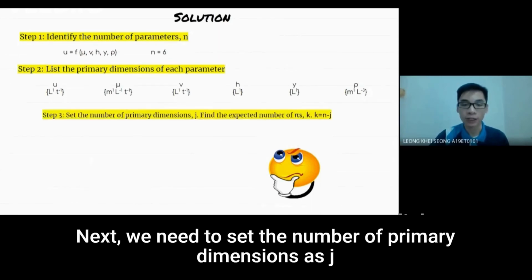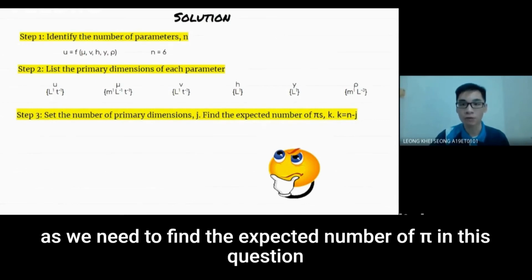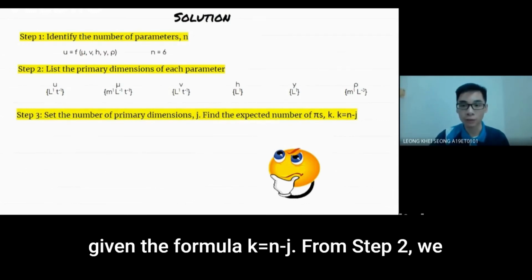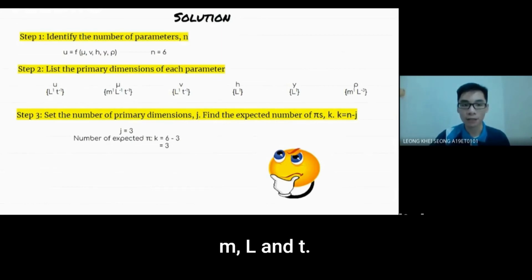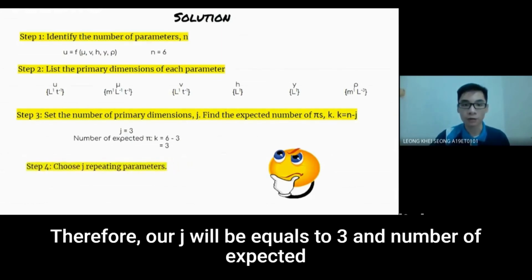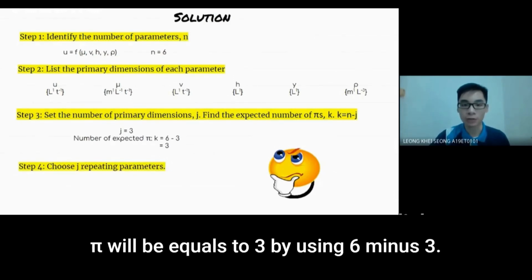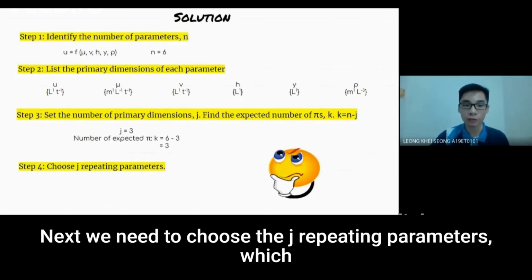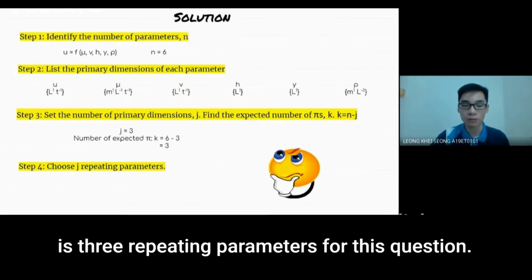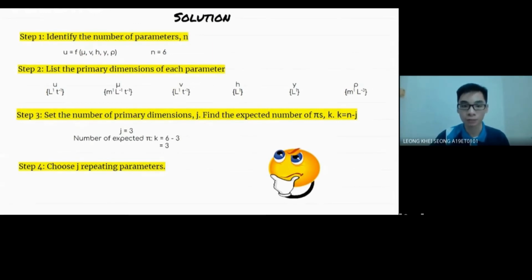Next, we need to set the number of primary dimensions as j, as we need to find the expected number of pi's in this question, given the formula k equals n minus j. From step 2, we know that there are a total of 3 primary dimensions, which are m, L, and t. Therefore, our j will be equal to 3 and the number of expected pi's will be equal to 3 by using 6 minus 3. Next, we need to choose the j repeating parameters, which is 3 repeating parameters for this question.